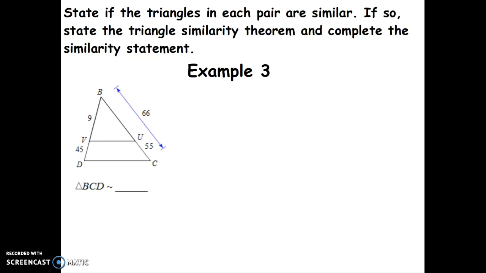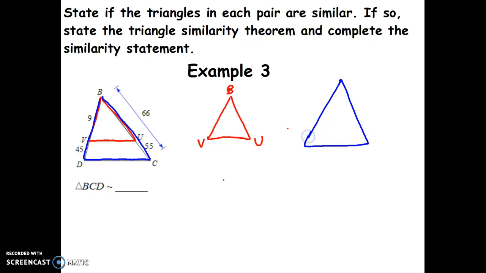And our last example, example 3. With this one, we have one triangle inside of another triangle. Does everybody see that? This is one triangle, and this is the other triangle. It is my suggestion that the first thing you do be to split these triangles up. So I'm going to redraw. This is BVU. This is very important. Do not skip this step. And this is BCD. Now we just need to write in the values for each of these triangles.